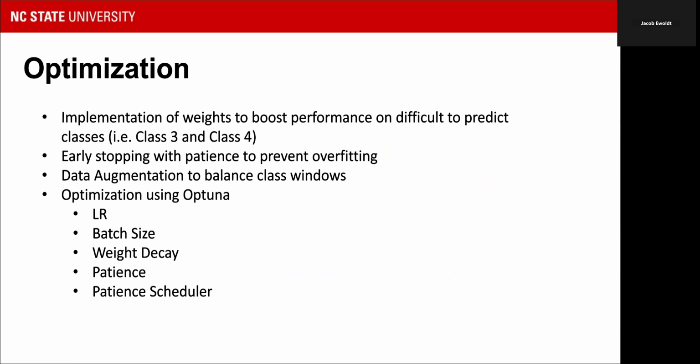To improve performance, we added class weights to balance underrepresented gestures such as 3 and 4. We used early stopping and optimized parameters like learning rate and batch size using Optuna. We also experimented with data augmentation techniques to address class imbalances.